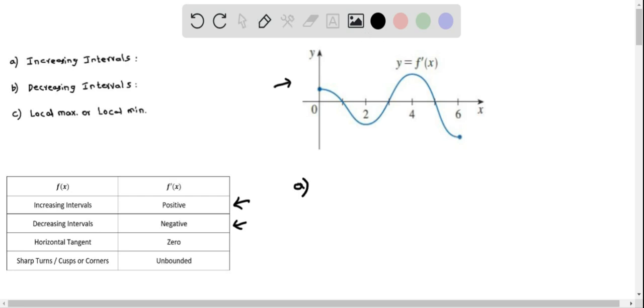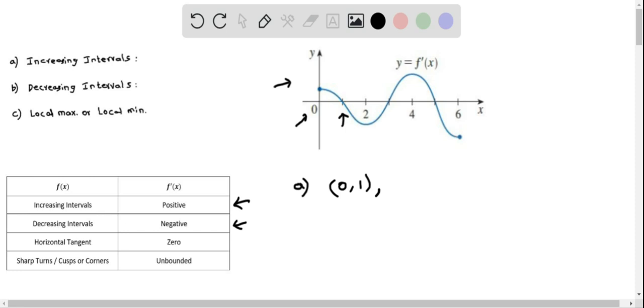For that, we have to look at the graph and determine in which interval the graph is positive. So clearly we can see that when we start from x equal to 0 till x equal to 1, the f prime of x is positive. So we write down this as one interval. This is one of the increasing intervals.